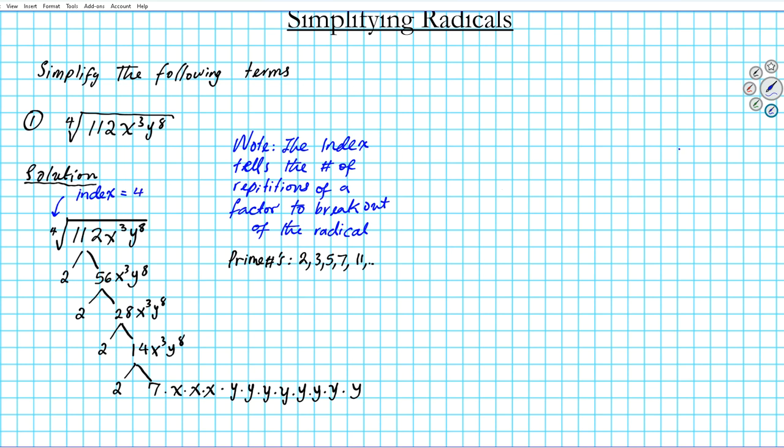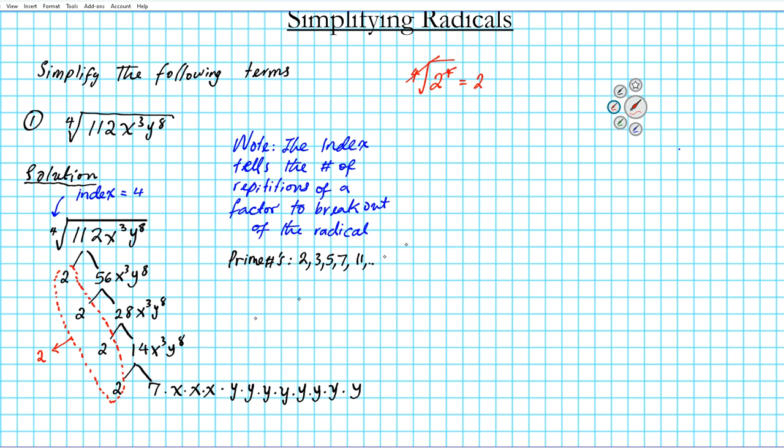For the 2's, you notice that we have 1, 2, 3, 4. That's a fourth power, so we can group them together. That's 2 to the fourth, and these 4 repetitions can break out of the radical as 2, because the 4th root of 2 to the 4th is 2. The 4th root of 2 to the 4th power is simply 2, because the inverse operation is the 4th power of 2. These two cancel out. That's the whole idea.